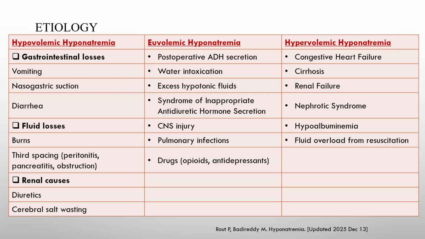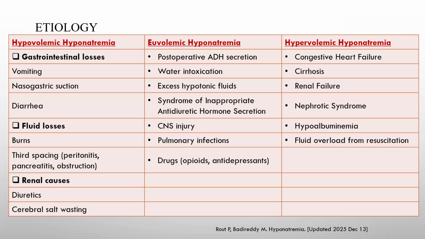So coming to the etiology, it can be hypovolemic, euvolemic, or hypervolemic. Hypovolemic is because there is a loss of sodium more than that of water. And the causes can be GI losses like vomiting, diarrhea, nasogastric suction, fluid losses because of burns, third spacing because of peritonitis, pancreatitis, obstruction, renal causes like diuretics or cerebral salt wasting syndrome. Euvolemic hyponatremia is because of the post-operative ADH secretion, where the total body sodium is normal. There is an increase in the total body water.